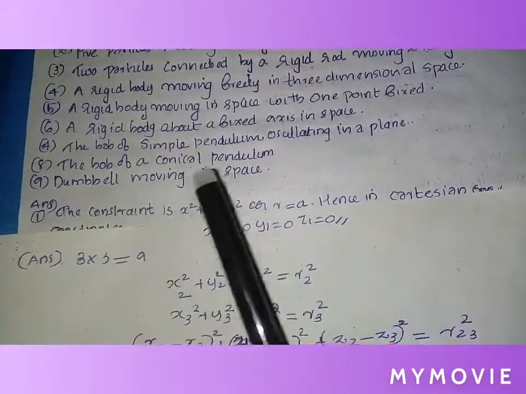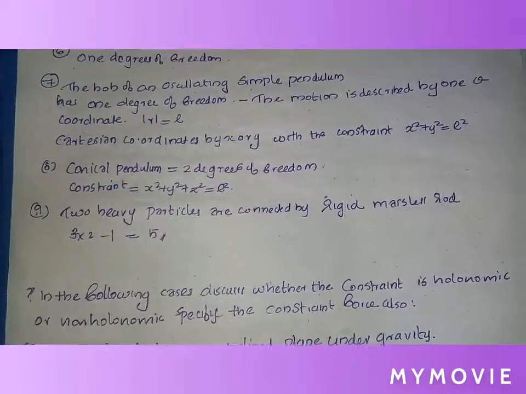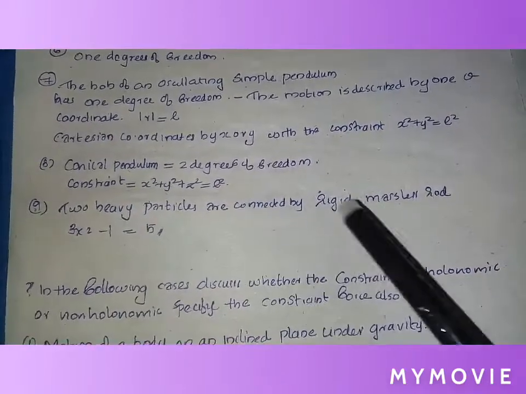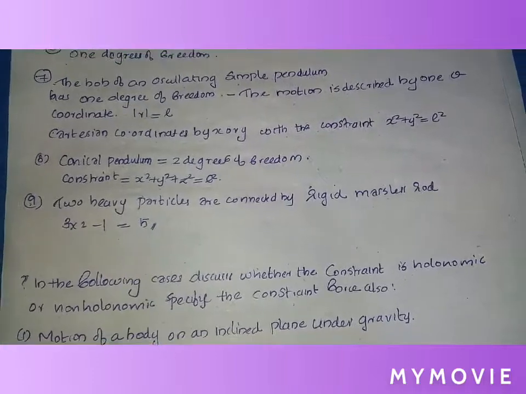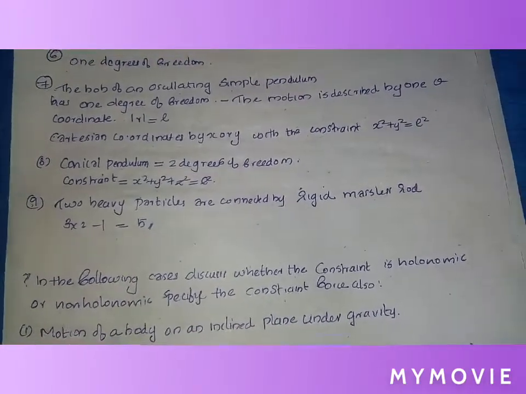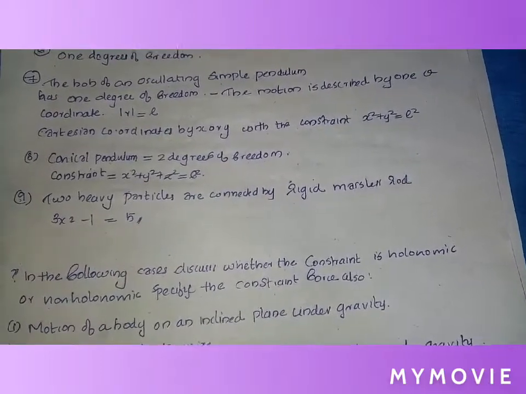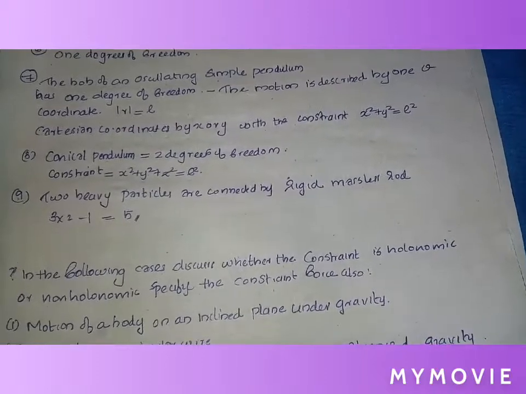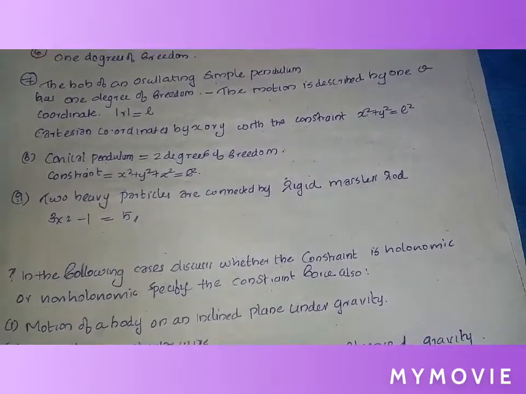Ninth example, a dumbbell moving in space. We know that the dumbbell is a 2 particle system, 2 heavy particles which are connected by a rigid massless rod. So there exists one constraint. In space we have 6 coordinates to express the 2 heavy particles, so 3 into 2, and there exists one constraint, so 3 into 2 minus 1. So we need 5 degrees of freedom to express the position of the dumbbell.